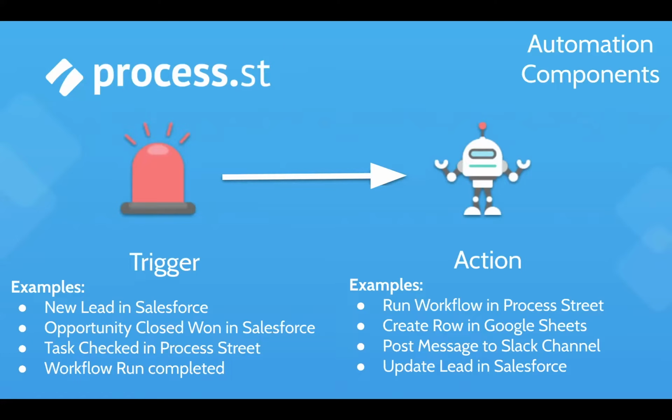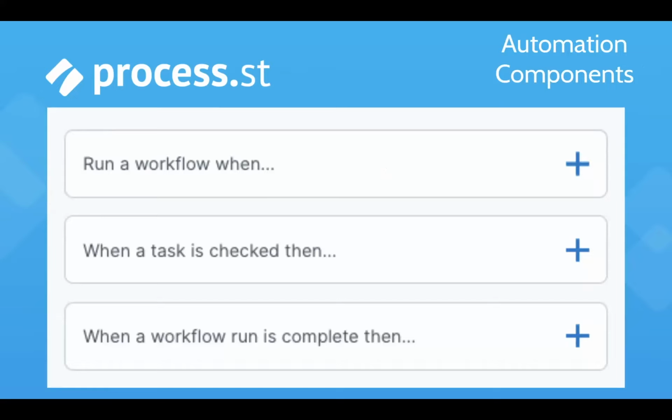So again, we have a trigger and an action. The trigger is what starts the automation, and the action is what happens once that automation is kicked off. That's the basic concept. Within the automation that we have available, and that we'll go through in a minute, there are 3 different things that can interact with our automation. The first is run a workflow when the opportunity status changes to closed won in Salesforce. We just closed a new customer, and now we want to run an onboarding workflow for the new customer.